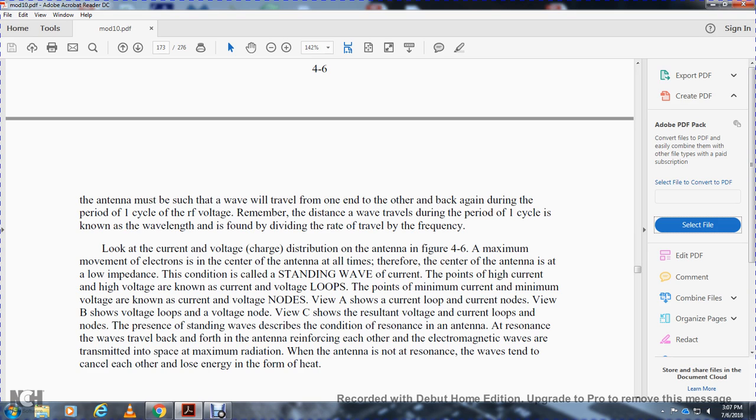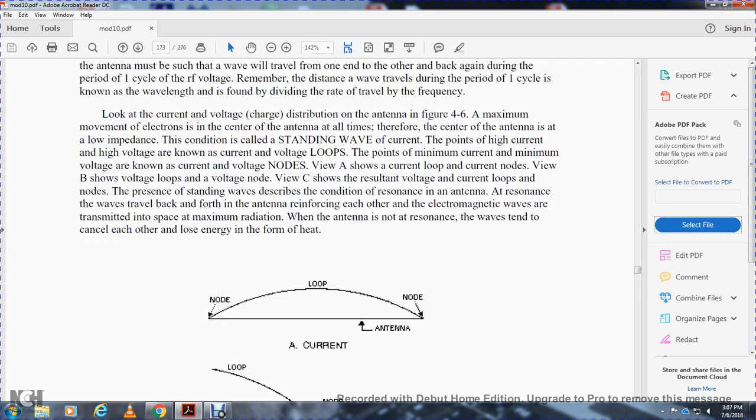View A shows the current loop and the current nodes. View B shows the voltage loop and the voltage node. View C shows the result of the voltage and current loops and nodes, and the presence of the standing wave, which describes the condition of resonance in the antenna as the wave travels back and forth. The antenna receiving each of the electromagnetic waves transmits them into space, called maximum radiation. When the antenna is not at resonance, the waves tend to cancel each other out and lose energy in the form of heat.